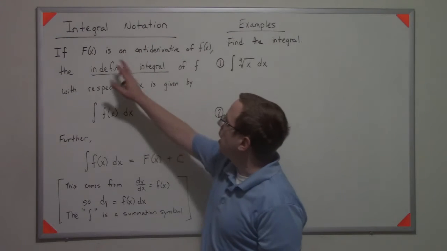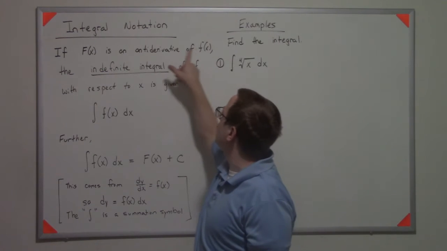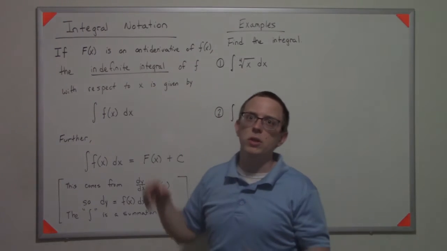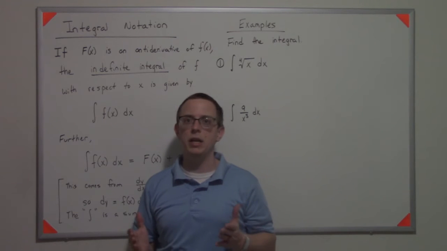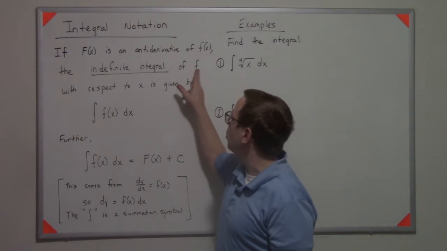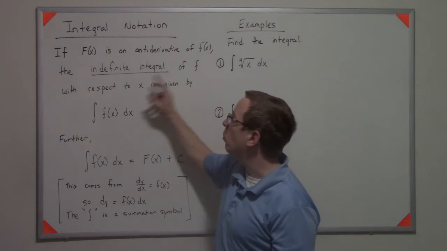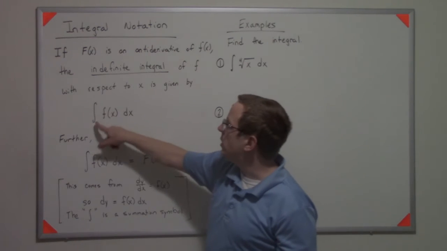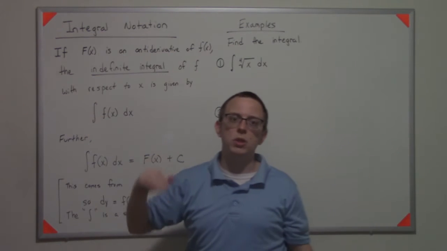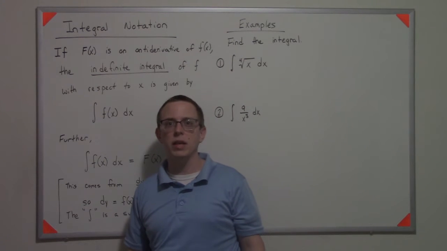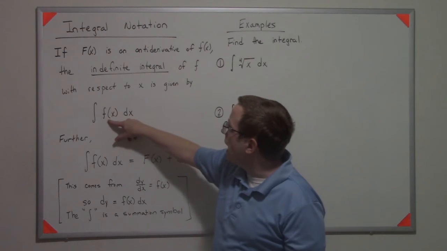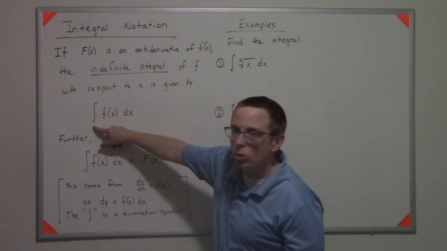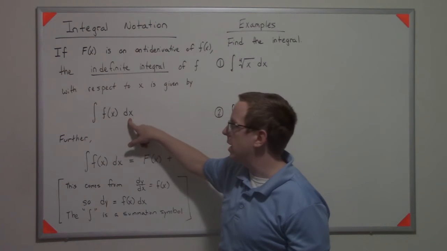So if we have that big F is an antiderivative of little f, then we can apply what's known as an indefinite integral. The indefinite integral of f, so little f here, with respect to x, is given by this notation. It's this integral symbol, which kind of looks like what you might see on a violin or something, and f of x dx. So it's the integral of f of x dx.